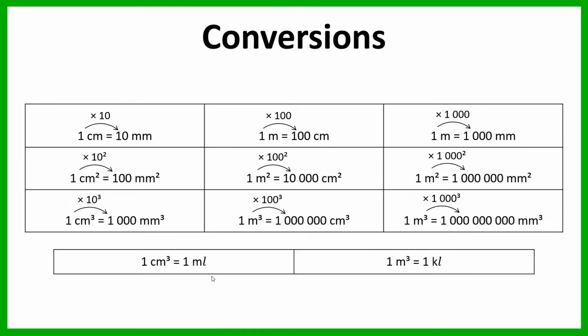If you have got your volume in millimeters cubed, you're going to have to convert it first to centimeters cubed and then convert it to milliliters. So you just need to make sure that you can get your volume to centimeters cubed or meters cubed, and then you can just convert it to capacity. Right, let's go and have a look at our first example for today.